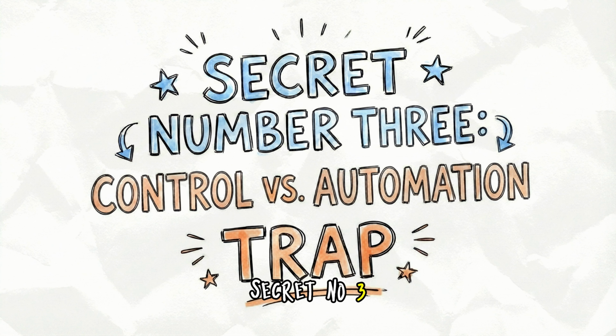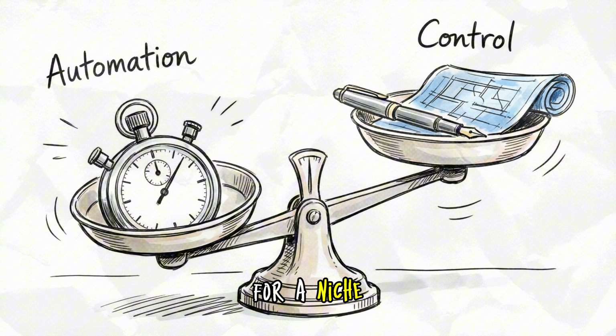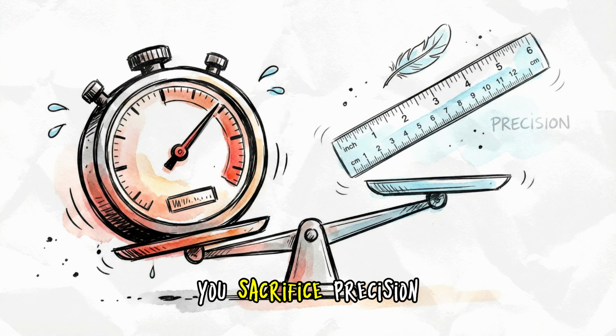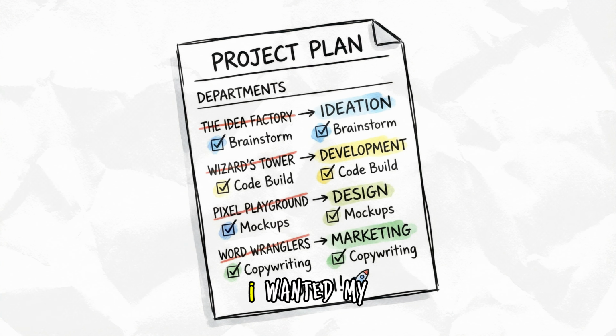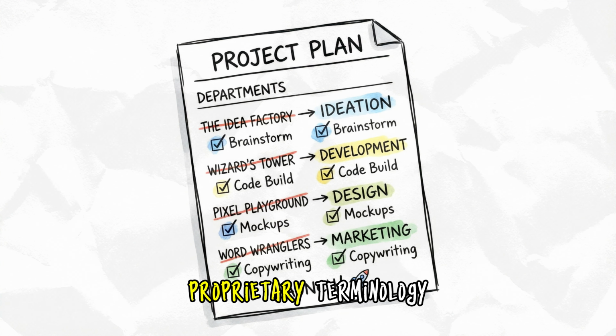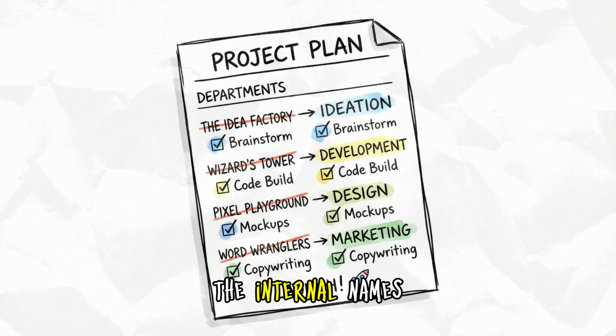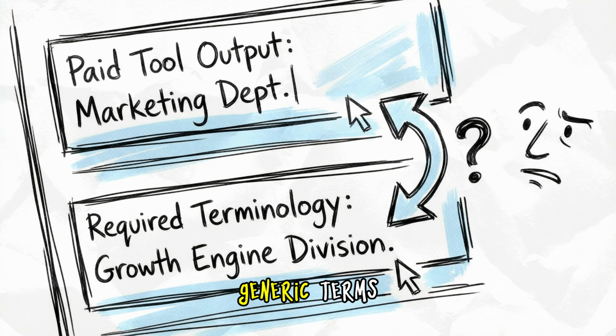Secret number 3, control versus automation. The fundamental trade-off of paying for a niche automation is the loss of granular control over the output. You sacrifice precision for speed. I wanted my project plan to use specific proprietary terminology, the internal names for our departments. The expensive tool consistently reverted to generic terms like marketing and development. It had no mechanism for nuanced construction.